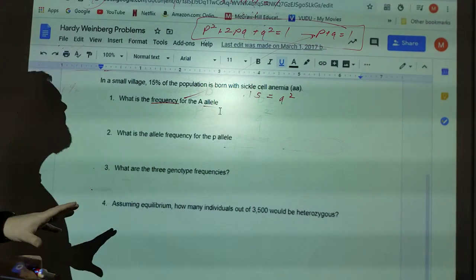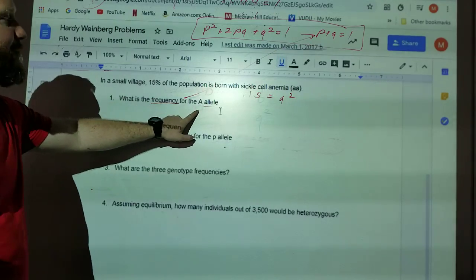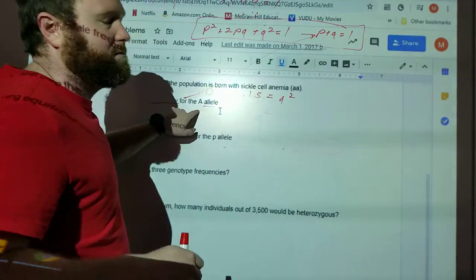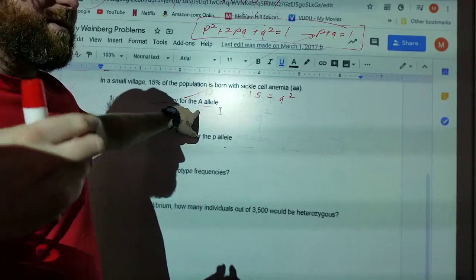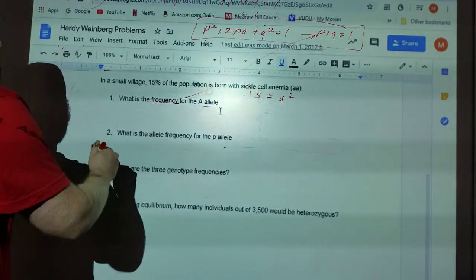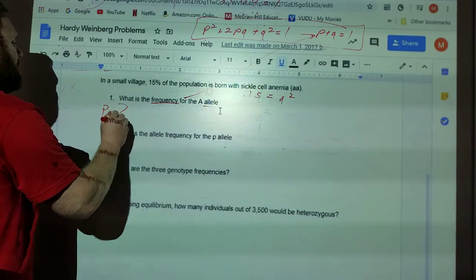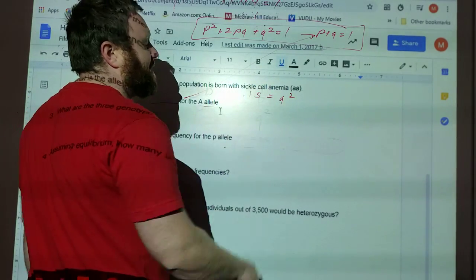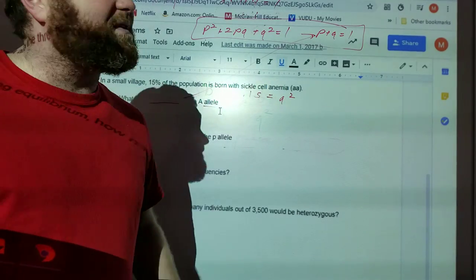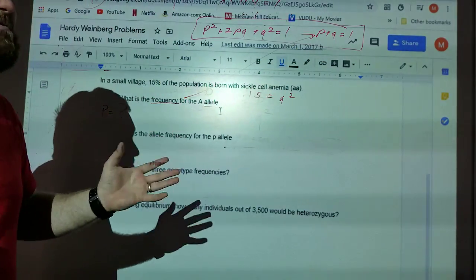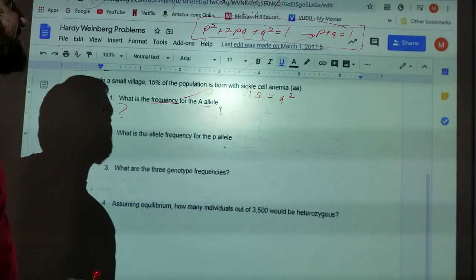So it wants to know capital A. Which one of these represents the dominant, P or Q? Hopefully you guys are answering, literally talking to your screen. That would be P. So we're looking for P. This is what we don't know, that's what we want to find out. So if we know that 0.15 equals q squared, how can I find q? Because if I can find q, can I find p? Absolutely. Once you understand the variables, this is easy math.